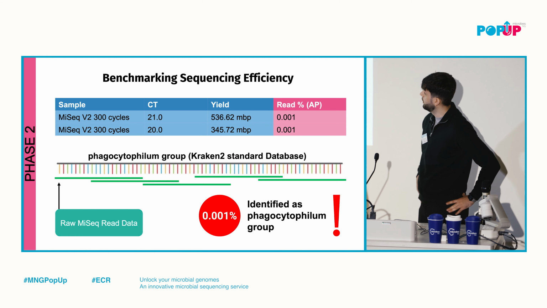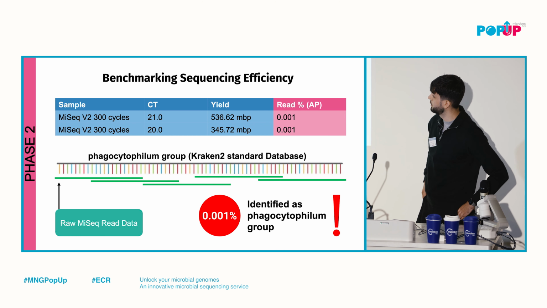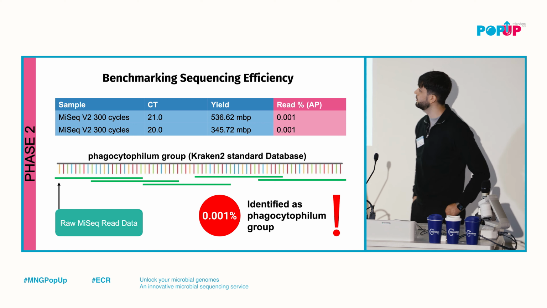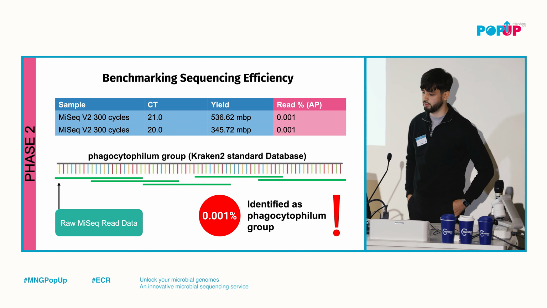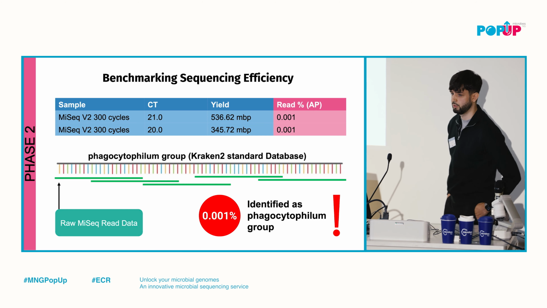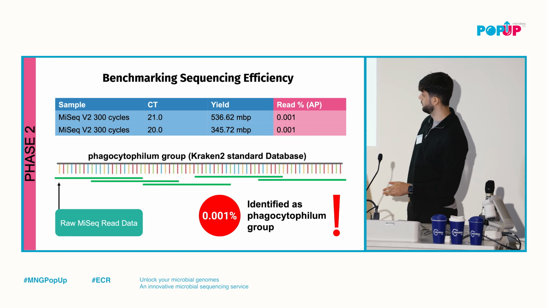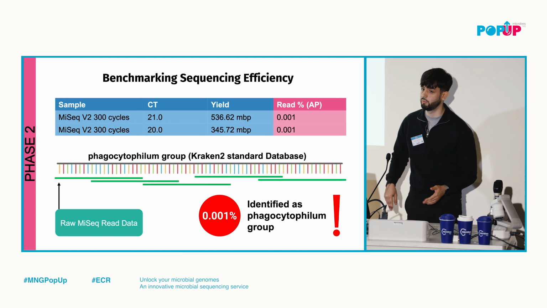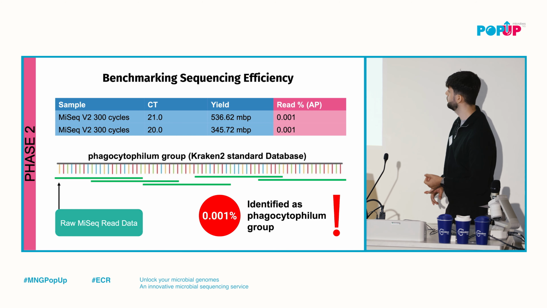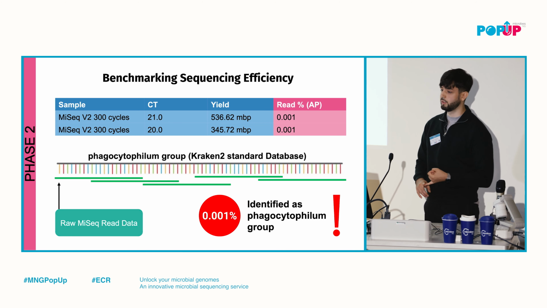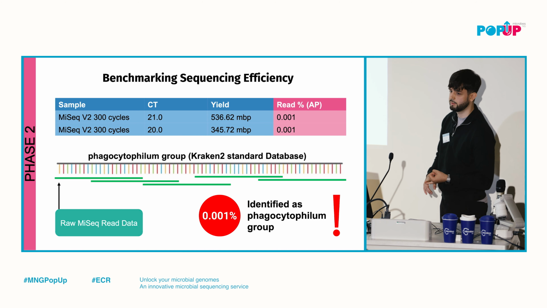Then we tried to benchmark sequencing efficiency. So I took 2 samples, CTs 21 and 20 from roe deer, and just put them into a MiSeq V2 300 cycle kit, generated some data, then mapped it against the Kraken standard database to see how many reads were A. phagocytophilum group. And basically, there was nothing. There was about 3 reads.